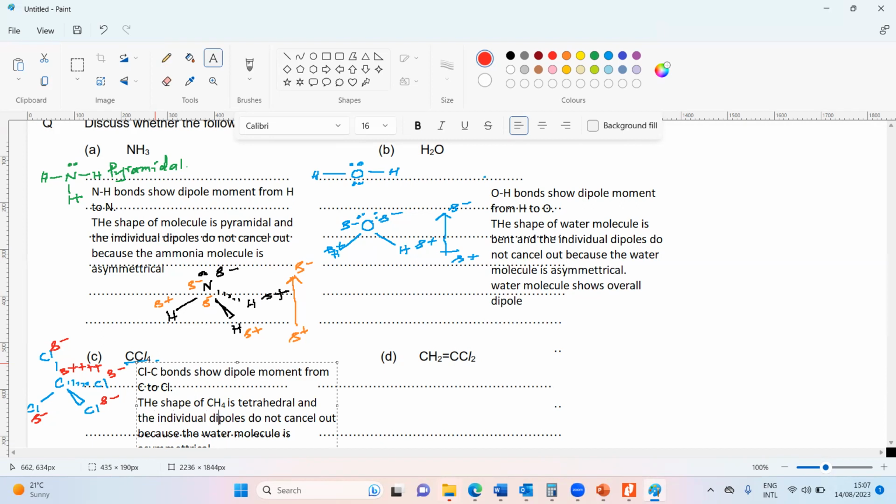And the individual dipoles cancel out because the CCl4 molecule is symmetrical. And we can say CCl4 molecule shows no overall dipole.